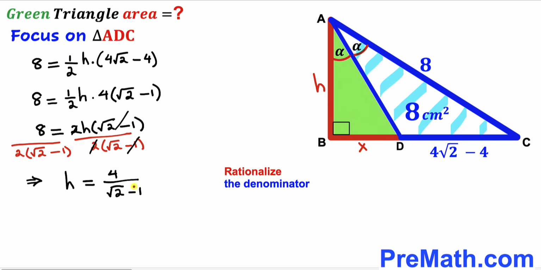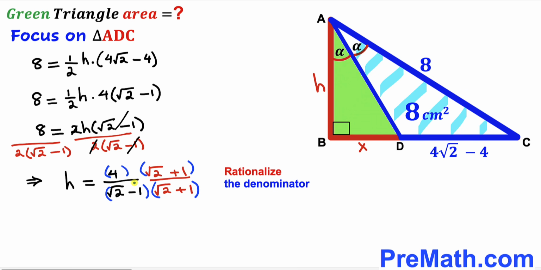Now we are going to rationalize this denominator. Therefore, I'm going to multiply and divide by its conjugate, square root of 2 plus 1. I'm going to do the same thing, square root of 2 plus 1 as well. Now I'm going to multiply out these numerators, and I'm going to multiply out the denominators as well.